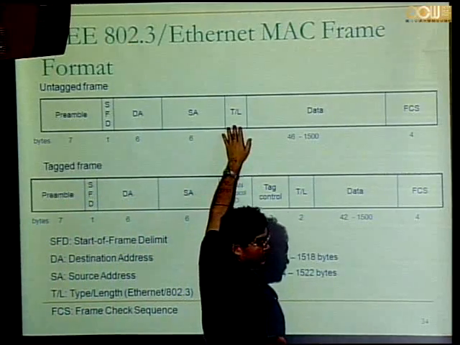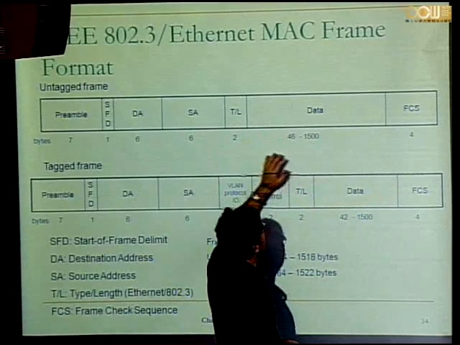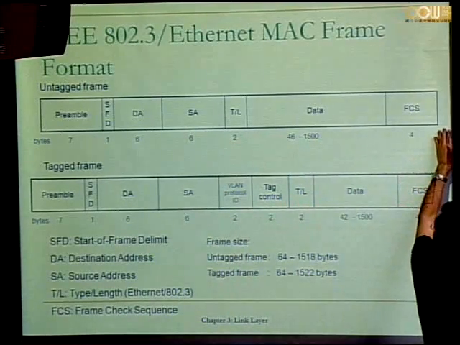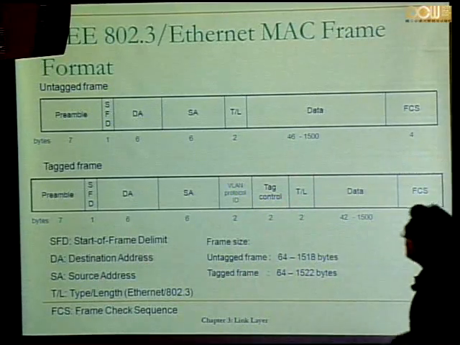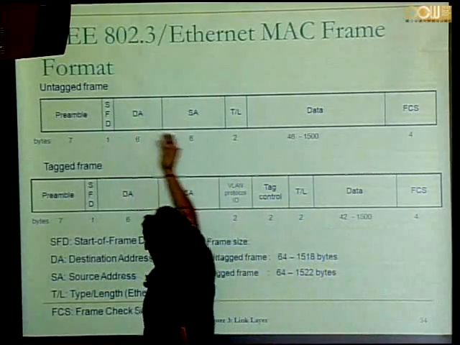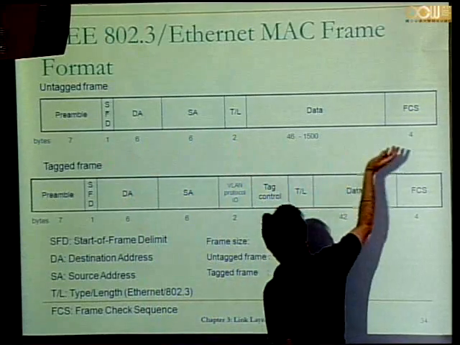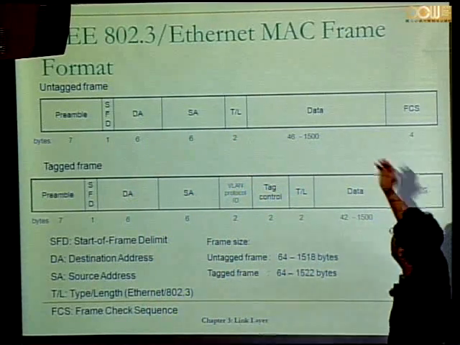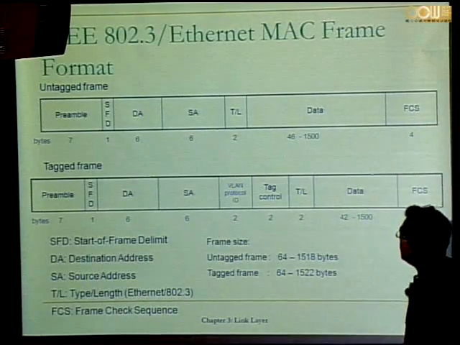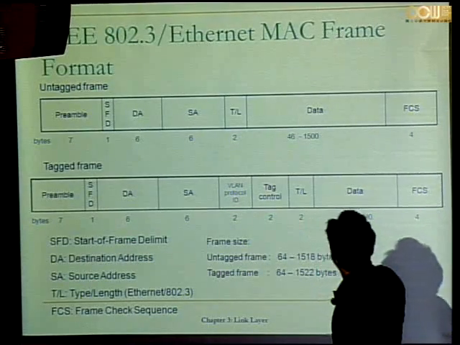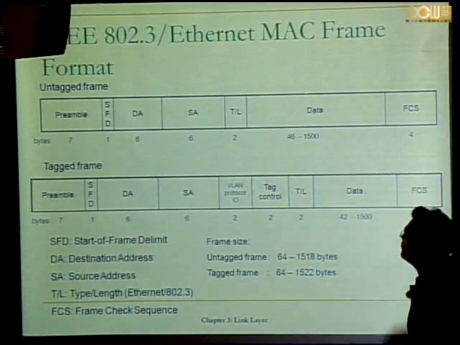Type and length. The length here will show us the total length of the frame. So I don't need an end of frame delimiter here, because I only need this, and then type and length to tell when the frame is going to end. And then the data, and then FCS, which is CRC. And it's 4 bytes, so it's a 32-bit CRC.